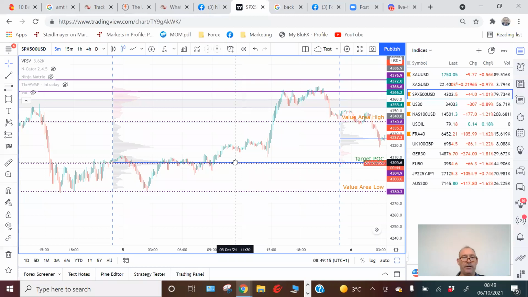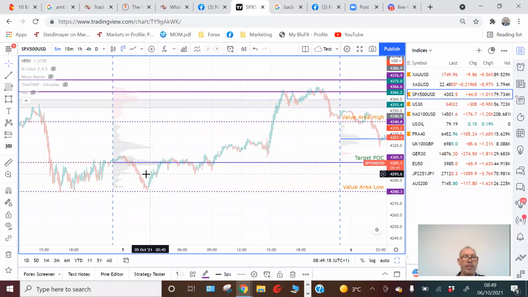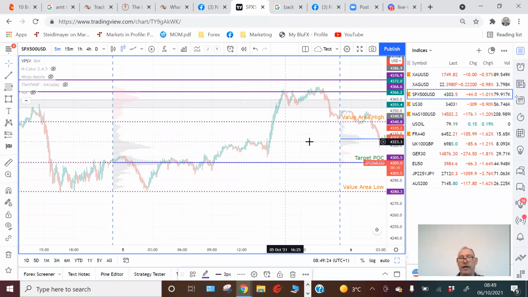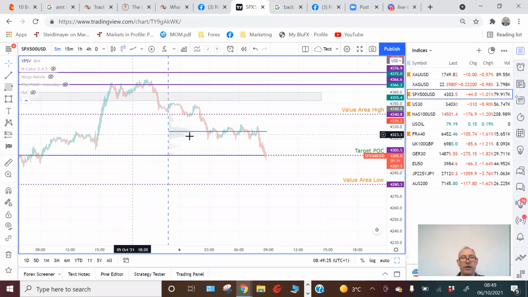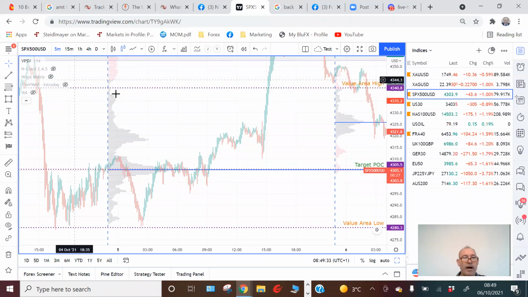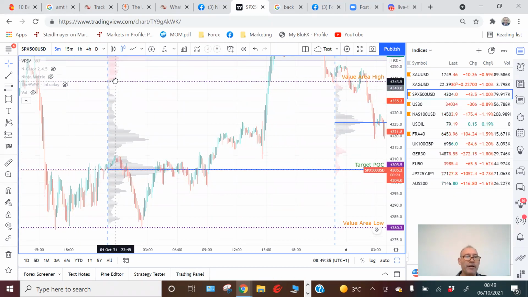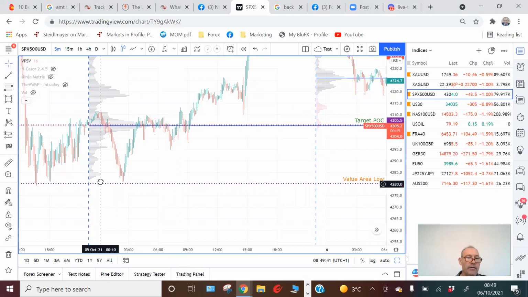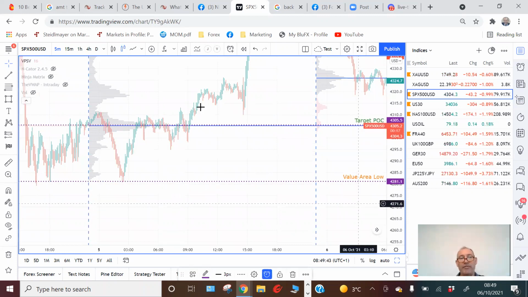That's my target. Value area is grey, that's the bottom. That's the value area high, so that was the day before. Let me change it up there actually. Value area high, that's a target. That's a value area low. So we can forget this now.